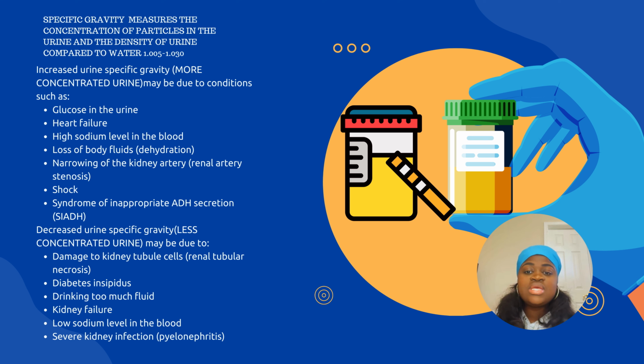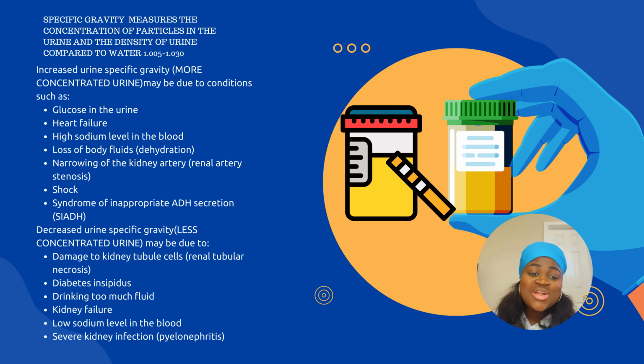Narrowing of the kidney artery or renal artery, stenosis, shock. So if the patient goes into shock, we know they're not producing much urine anymore. SIADH, which is syndrome of inappropriate ADH secretion. Okay, so the next one, if it's decreased now, decreased urine specific gravity, this means less concentrated.